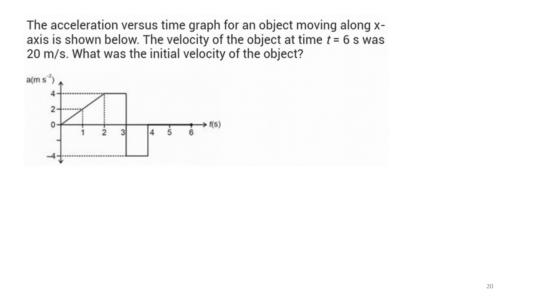Second problem: the acceleration versus time graph of an object moving along the x-axis is shown below. The velocity of the object at t equal to 6 seconds, that is here, is 20 meters per second. What was the initial velocity of the object? You know, the area under the graph gives you the change in velocity. So use that idea and try to solve this problem. Answer should be 16 meters per second.